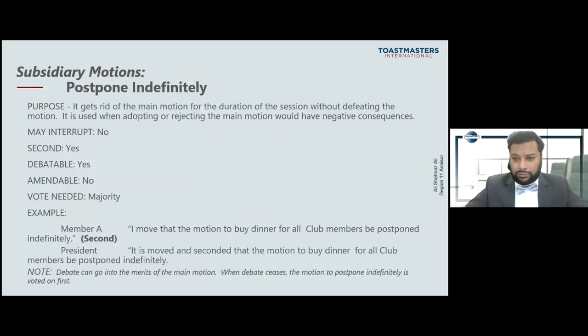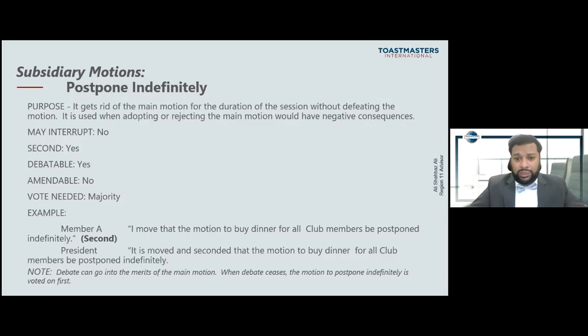DTM Ali, I have a question. Say, for instance, we have put up the main motion, and then there are people who are speaking for and against. At that point of time, can the subsidiary motion to postpone indefinitely also be brought in when the debate is going on? Yes, they must bring it at that time only.